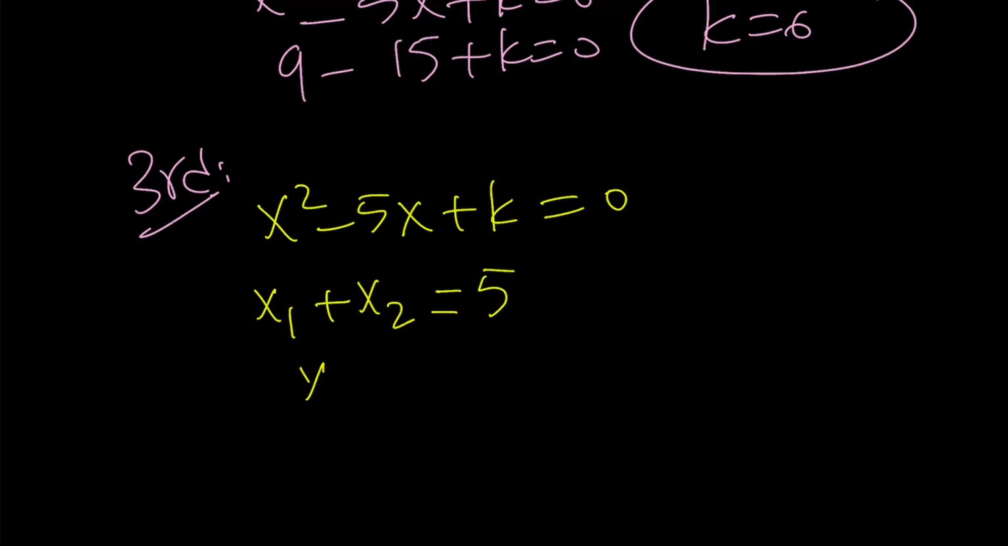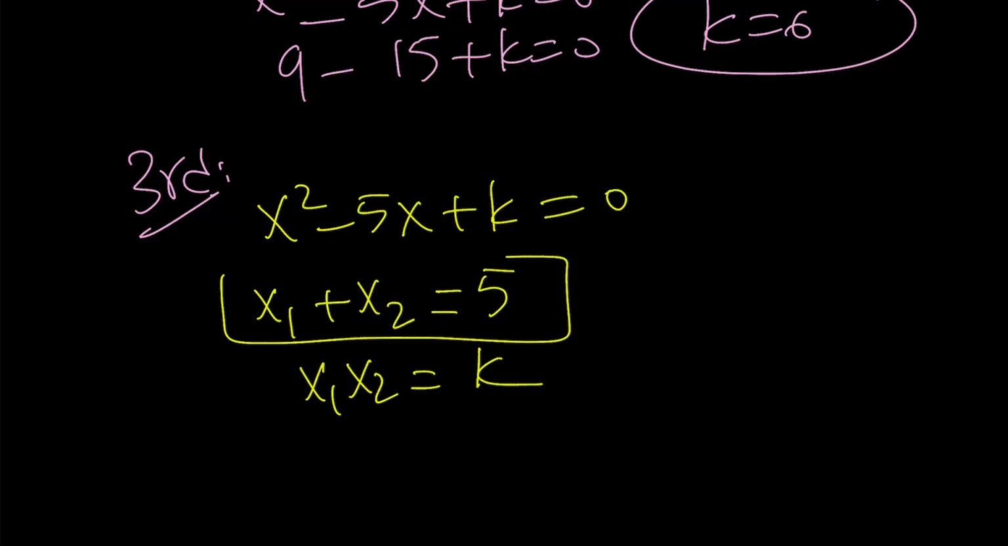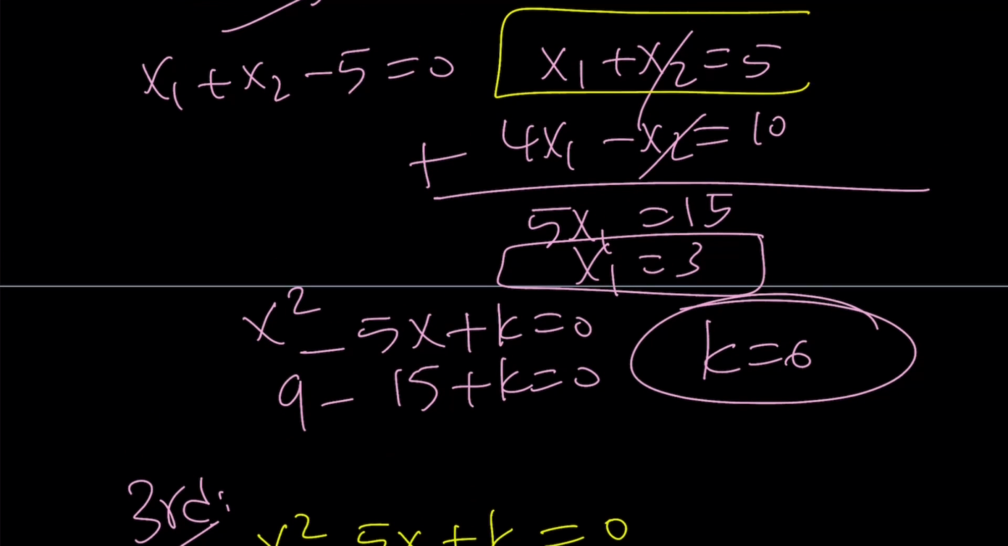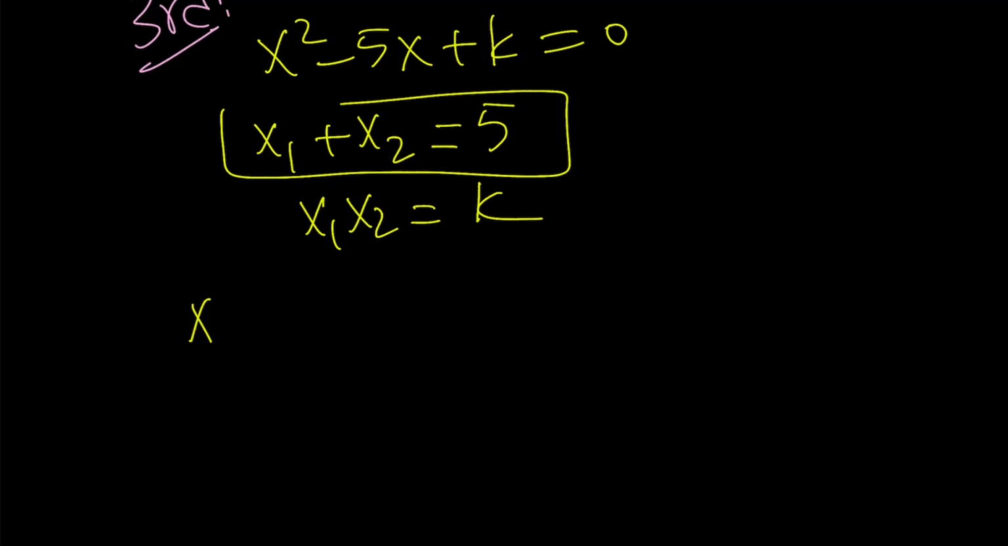So x1 plus x2 is going to be negative b over a, which is 5. And the product is going to be x1 times x2, which is equal to k. But here's the thing. This gives us the same thing that we got before. Therefore, we're going to end up with x1 being 3, and k equals 6 as before.